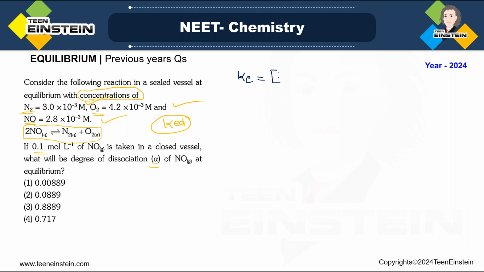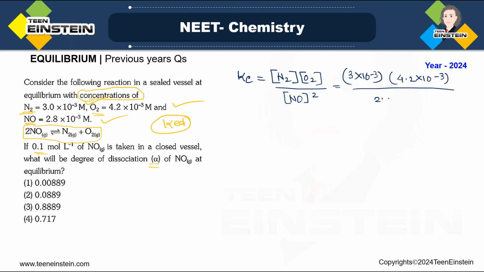So find the value of Kc, which is the concentration of N2 times the concentration of O2 divided by the concentration of NO to the power 2. That is 3 into 10 to the power minus 3, times 4.2 into 10 to the power minus 3, divided by 2.8 into 10 to the power minus 3, squared. Now look at the powers, all the powers will cancel in numerator and denominator, and ultimately we will be left with the value 1.607. So this is the value of Kc.